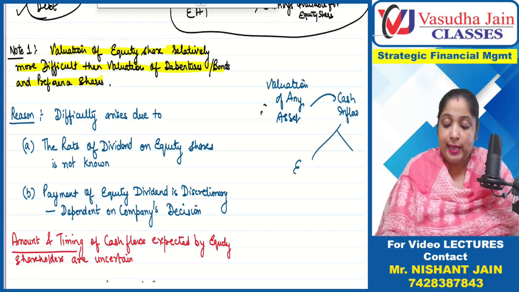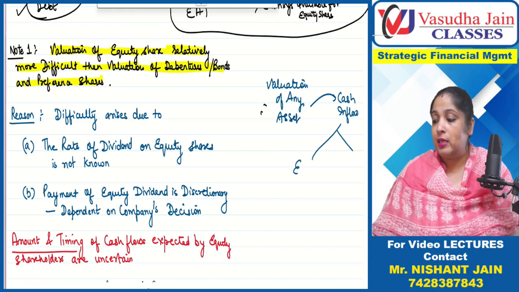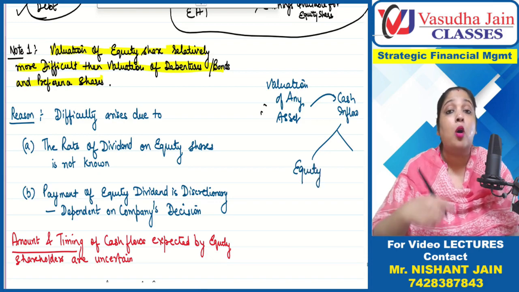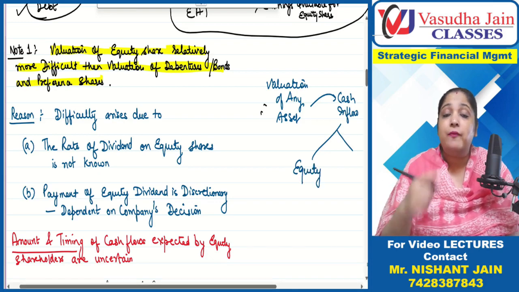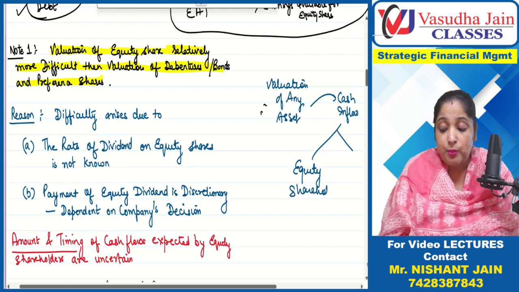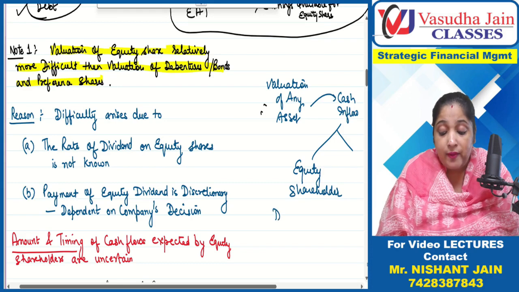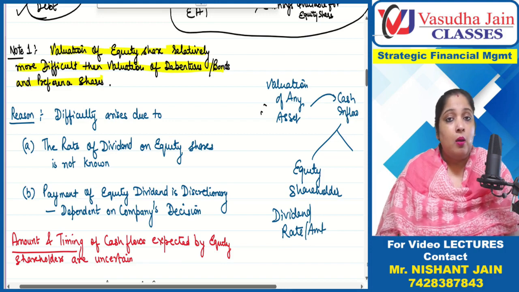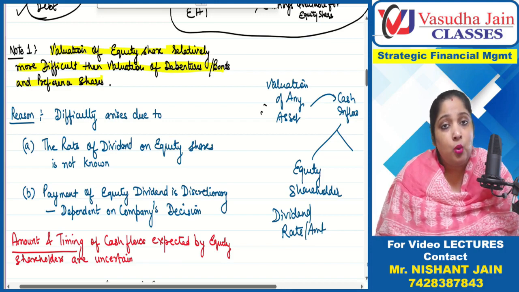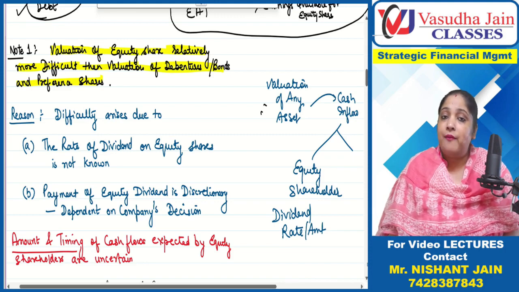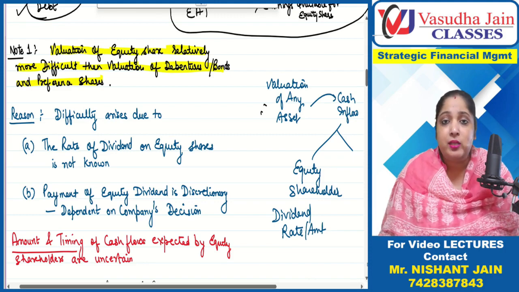Now in equity case, it is very tough to estimate or predict what equity shareholders will get in future, because their dividend rate is not fixed. Their dividend amount is not fixed. They will get whatever earning is available for equity shareholders, whatever earning the company makes. Every year the dividend rate keeps on changing. It is not fixed.